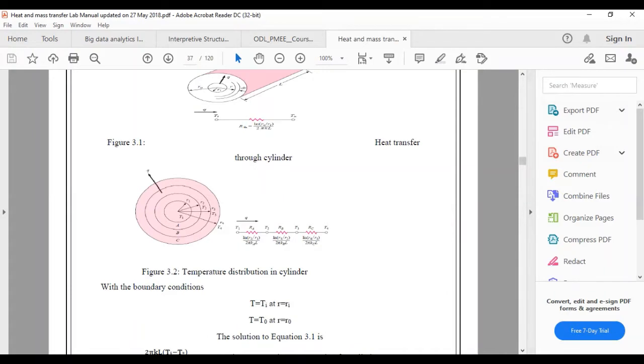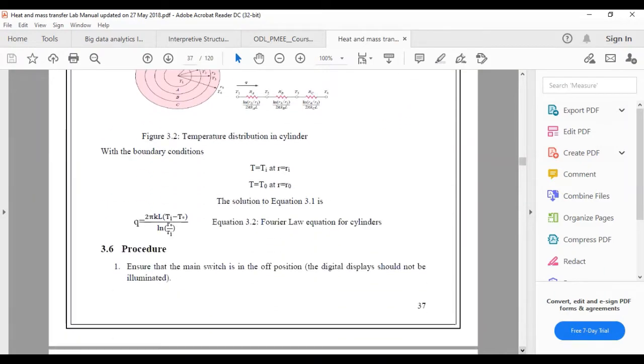Now the formula for this Fourier rate equation is given here. Q, the heat flow, is equal to 2 pi K L, where K is the thermal conductivity and L is the length, multiplied by the change of temperature divided by the log of the ratio of the radii. We will use this basic formula to calculate the thermal conductivity.